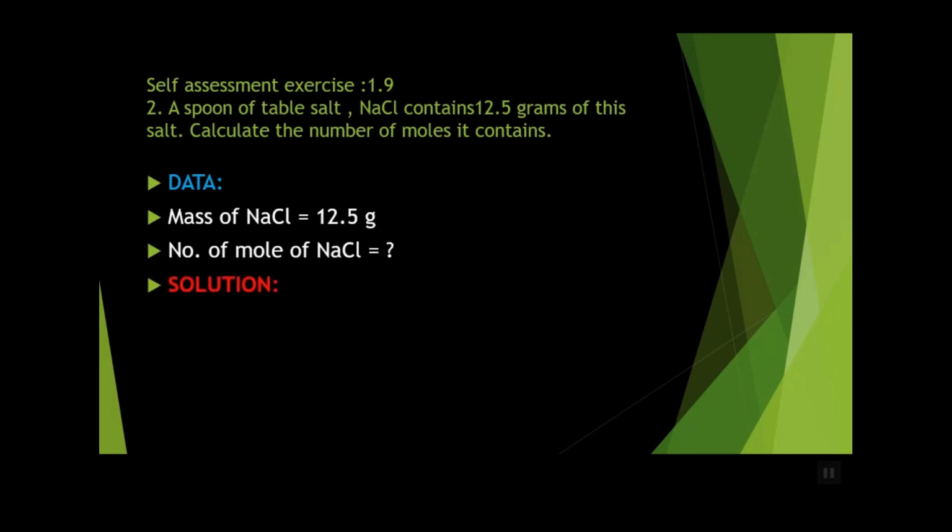Solution. So first step is to find the molar mass of NaCl. After putting the atomic masses, atomic mass of sodium is 23 and atomic mass of chlorine is 35.5. So we get 58.5 gram of NaCl. That is the molar mass of NaCl.